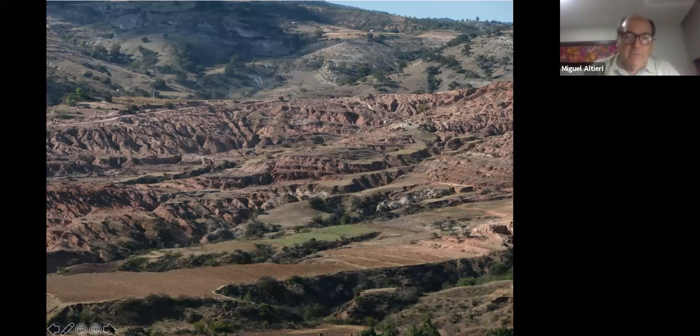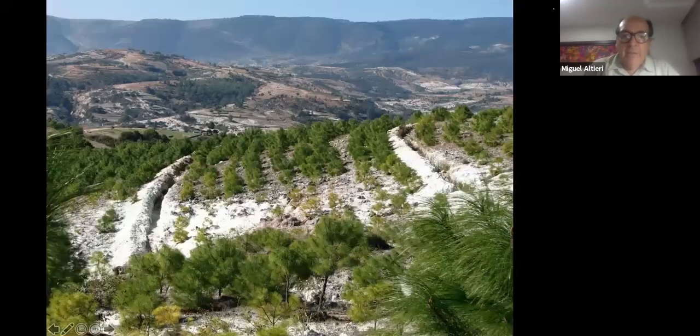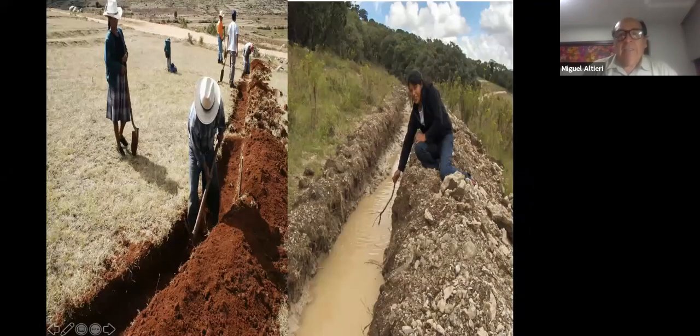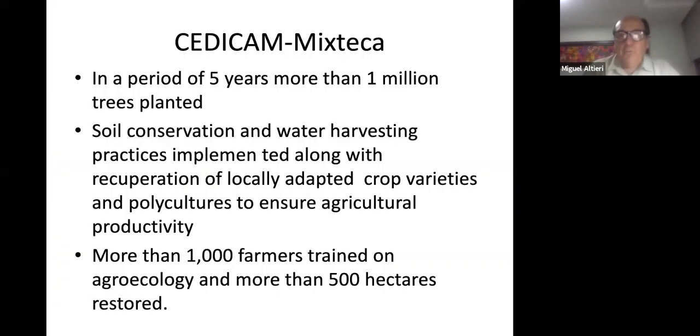So first of all, they started reforesting the top of the hills with Pinus oaxacana, which is a local pine species. Then they started creating terraces and other systems. Because it rains there maybe 2 months a year, about 1,000 millimeters, but the rest of the year it doesn't rain, they need to harvest water, which allows farmers to be able to grow their crops.